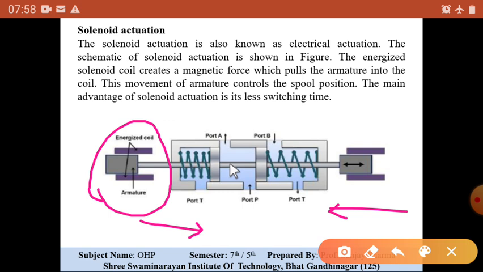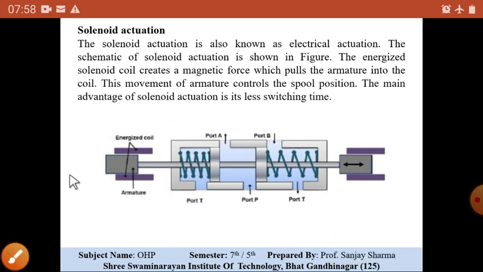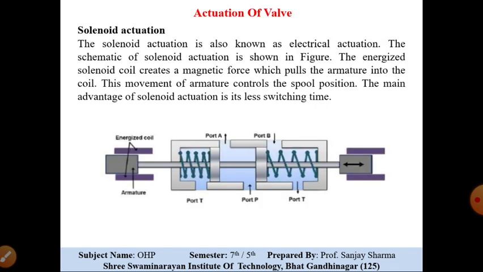Nowadays, the solenoid valve is used very commonly because it is easy to operate, and even the maintenance cost is very less in it. So solenoid valves are very much in common use nowadays. Once again, I would like to repeat, friends.